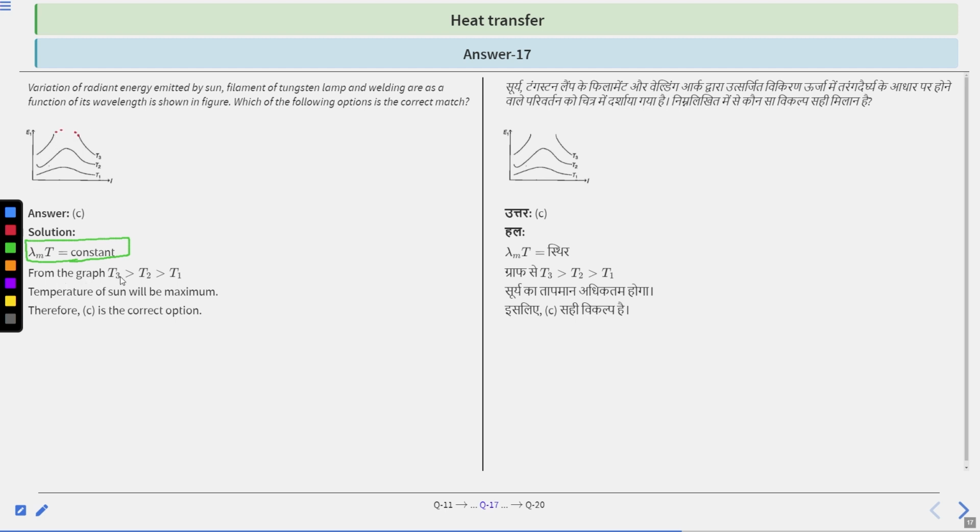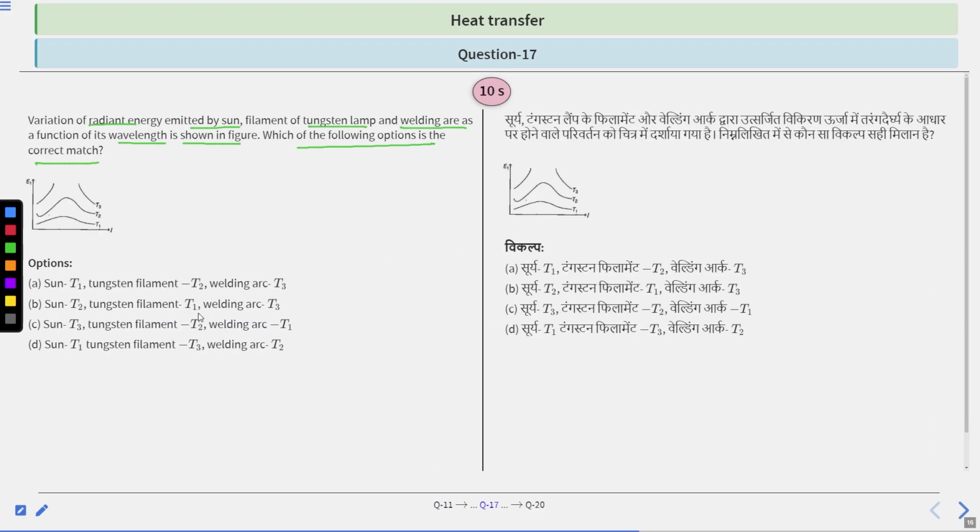So from the graph, T3 is greater than T2 and T1. Clear? From this displacement law, the temperature of the sun will be maximum. So the correct option is C: sun T3, tungsten filament T2 and then welding arc T1. So option C is correct. Clear? Next question.